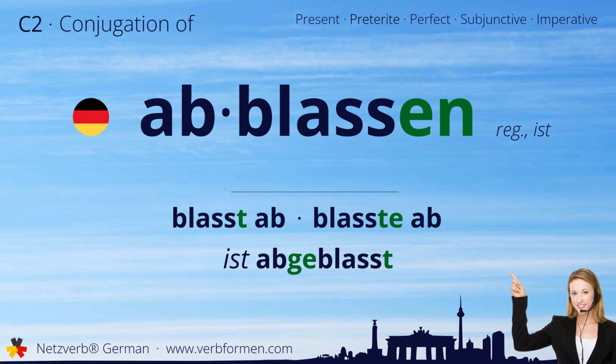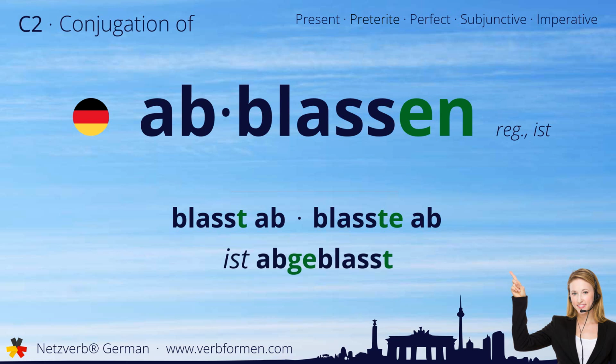Today we're going to learn how to conjugate the German verb abblassen. Watch and listen to the forms carefully. Let's start with the stem forms. Blasst ab. Blasste ab. Ist abgeblasst.